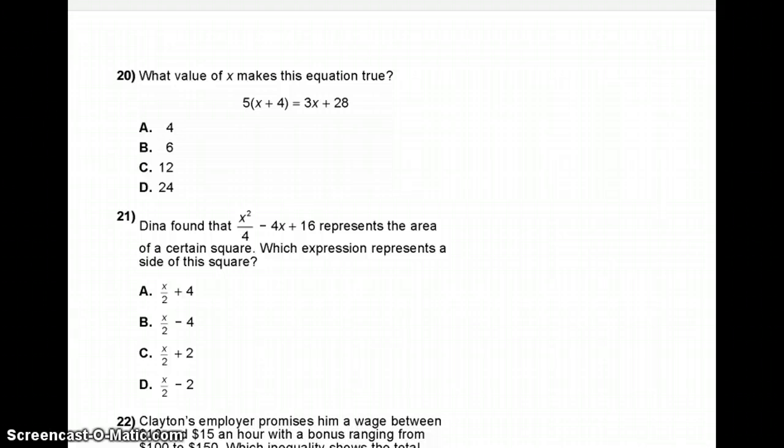Number 20. What value of x makes this equation true? 5 times the quantity x plus 4 equals 3x plus 28. Is it A, 4, B, 6, C, 12, or D, 24?